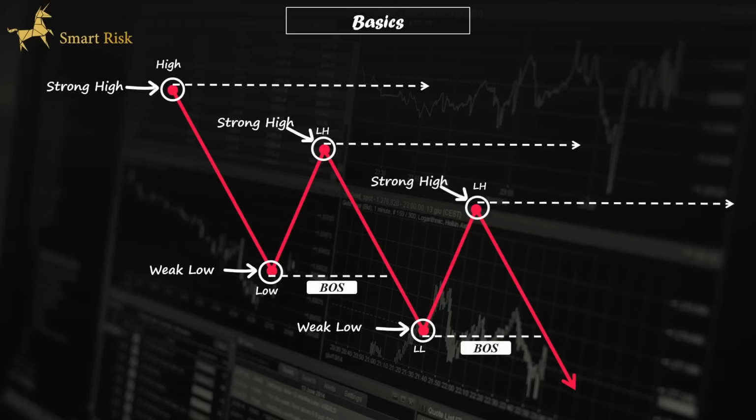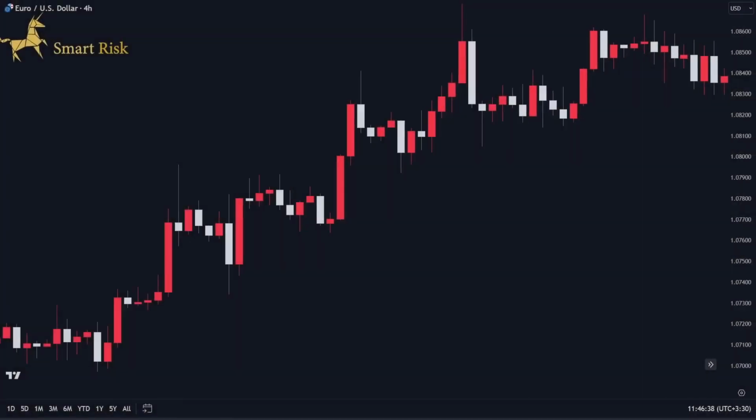Now let's get into the candlestick chart and see an example. Here we have the Euro-Dollar 4-hour chart on the screen. As you can see, the price is in an uptrend and has created a series of higher highs and higher lows. Now let's see where the weak and strong structural points are located. So here we have this low, which is the lowest point of this price action, so let's consider it as a strong low, which we start our analysis based on.